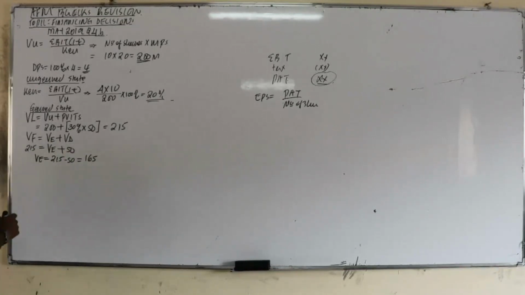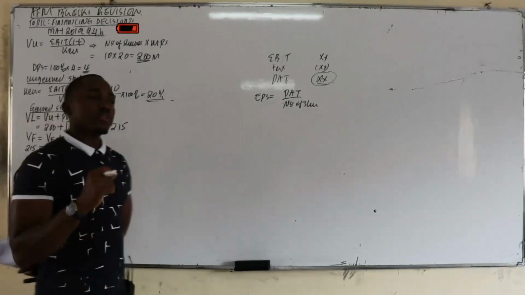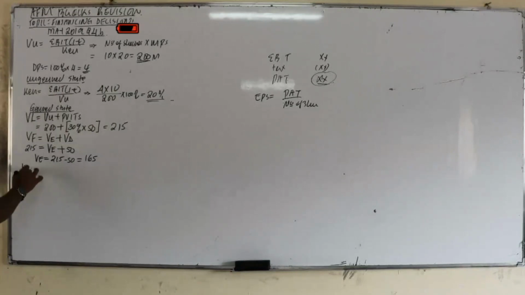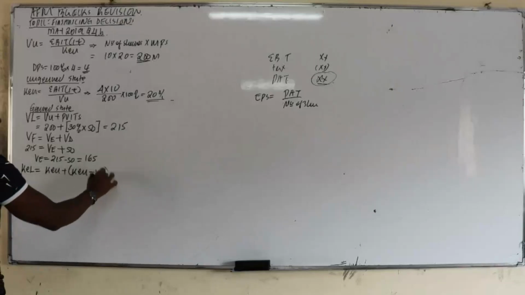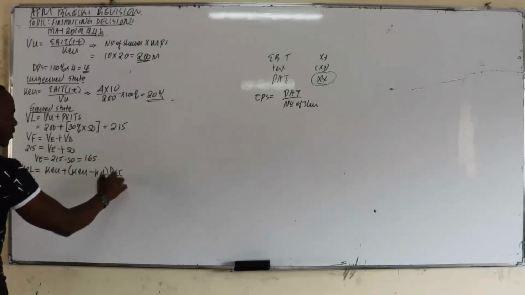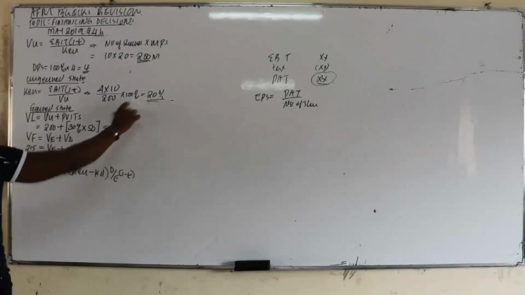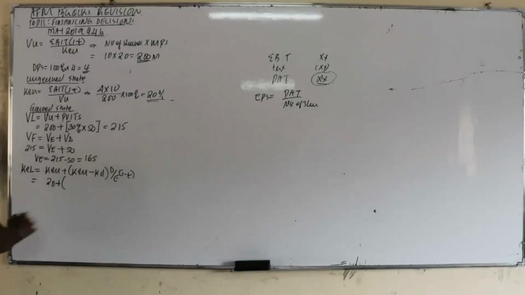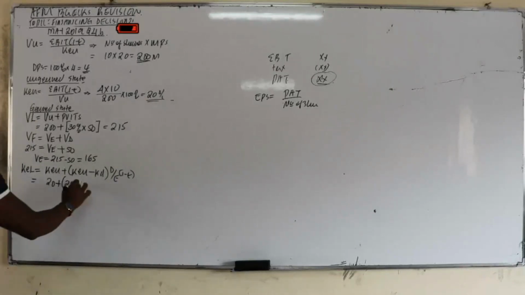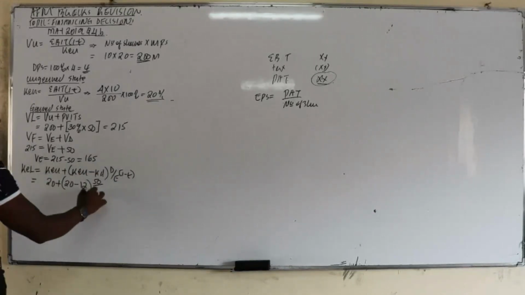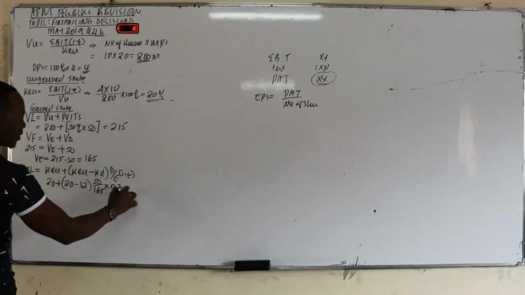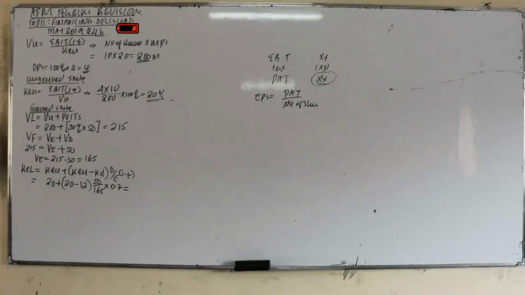But what are we computing? The cost of equity. According to MM, the cost of equity of the levered firm is the cost of equity of the ungeared firm plus the difference between the cost of equity of the ungeared firm and the cost of debt, times debt over equity, times (1 minus T). The cost of equity of the ungeared firm is 20%, the cost of debt is 12%, and the debt is 50 and the value of the equity is 165. 1 minus T is 0.7. So how much is the cost of equity of the levered firm?